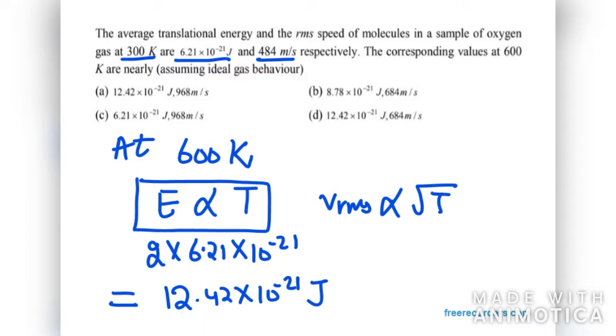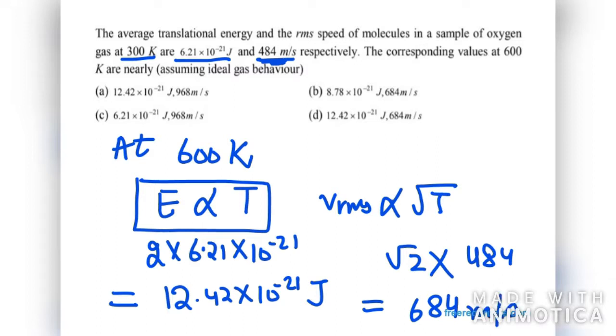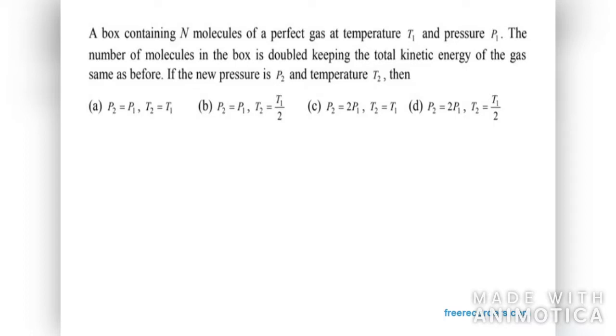Now VRMS is directly proportional to the square root of T. So here we need to take root 2 times 484, the RMS speed of oxygen molecule at 300 Kelvin. When you solve this, it will be approximately equal to 684 meter per second. So the right answer in this case is D. Let's move on to the next one.